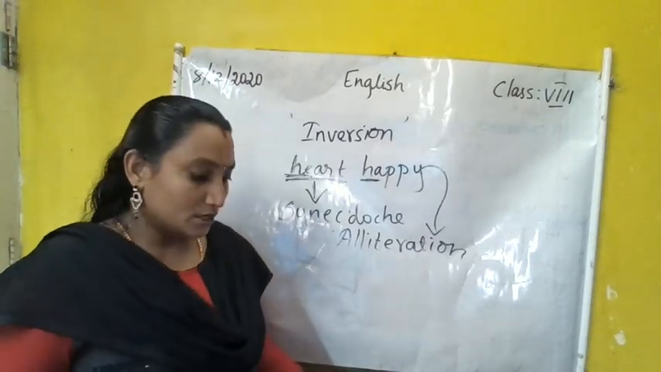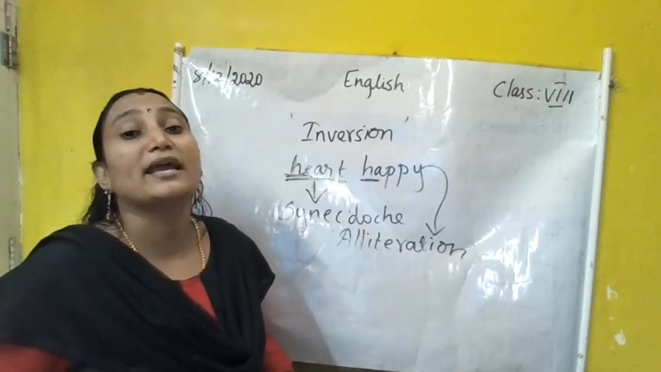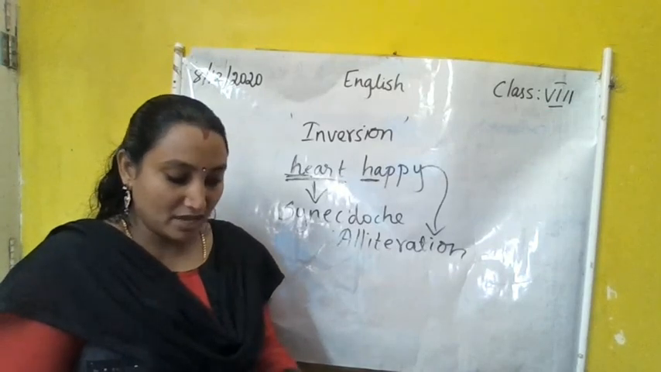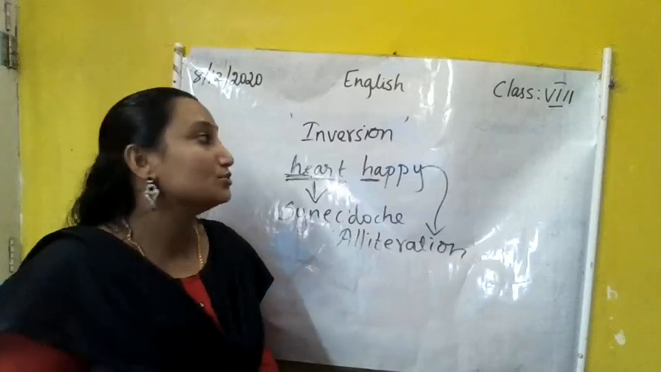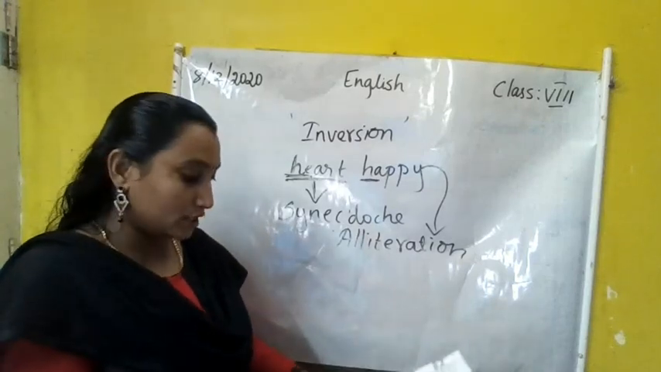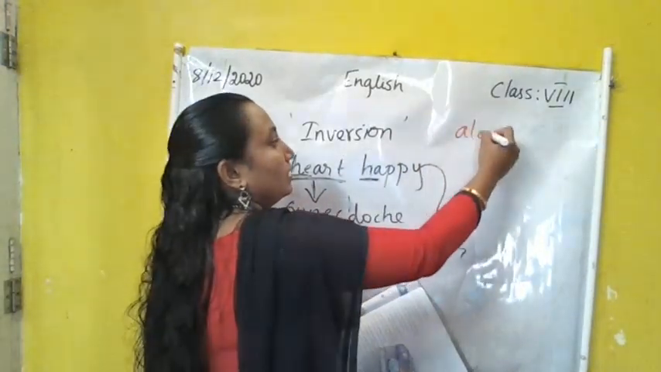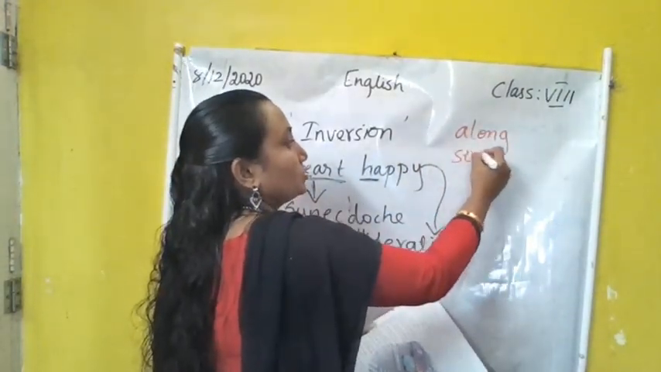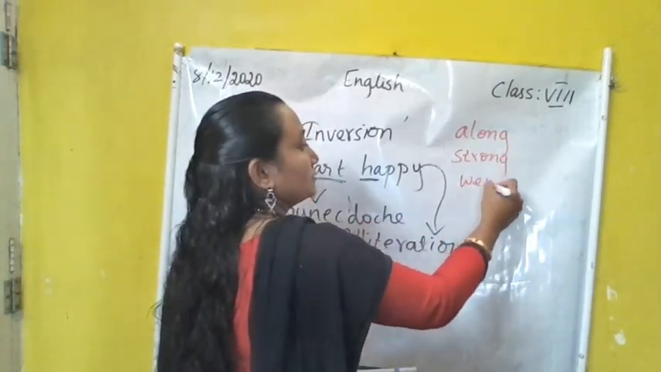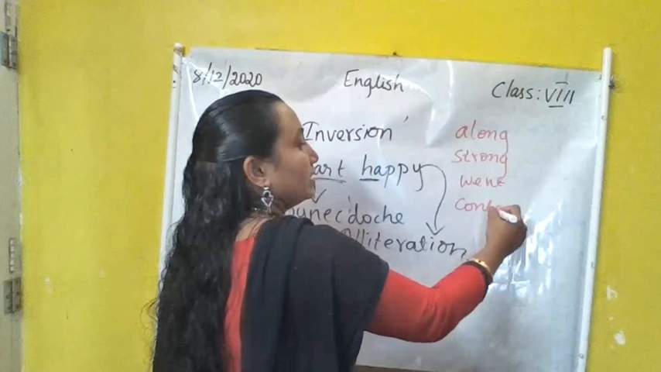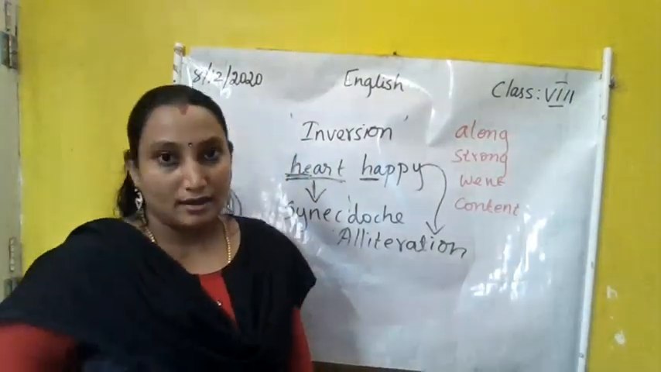Okay, so these are the figures of speech. Next I have asked about the rhyming pair. Rhyming pair means what you should do? You have to see the last four words used in that particular sentence. What are the four words here we have? First one, along. Second one, strong. Third one, went. Fourth one, content. These are the four last words given in the lines, isn't it?